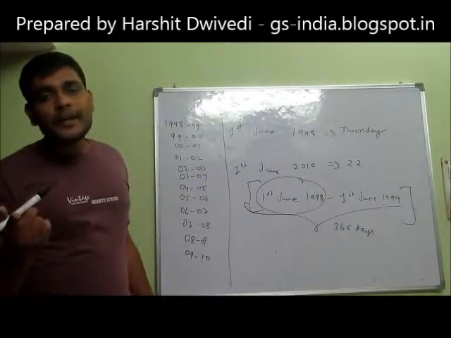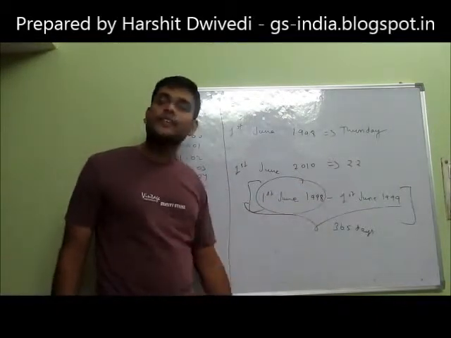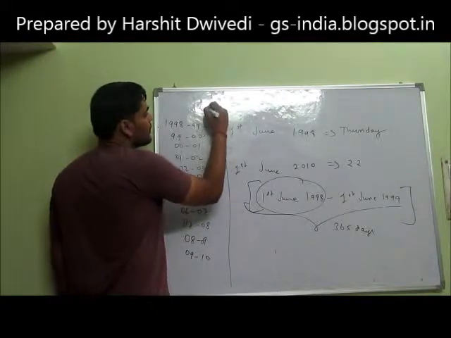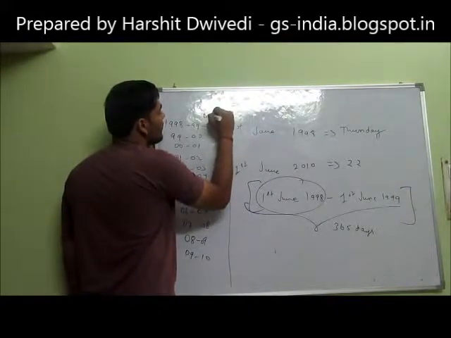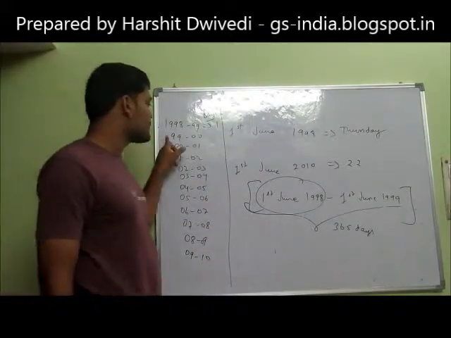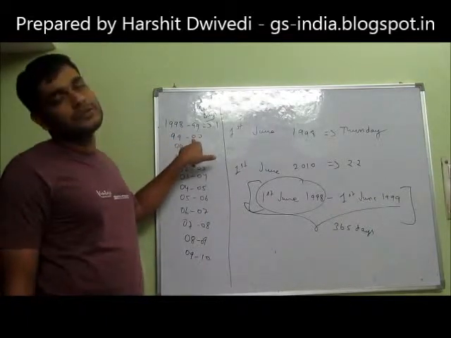In one normal year, how many odd days are there? Divide 365 by 7, you will get 1 as remainder. So what will be the remainder? 1. Number of odd days? 1. I am writing it here as odd days. Okay? Now, next interval, 1st June 1999 to 1st June 2000.